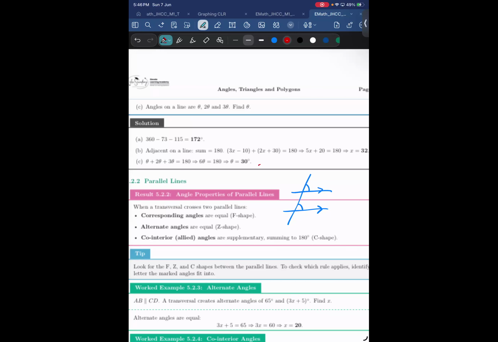I'll draw a separate diagram. It's when you have these two lines in a Z shape. If the top and the bottom lines are parallel, then this angle is equal to this.